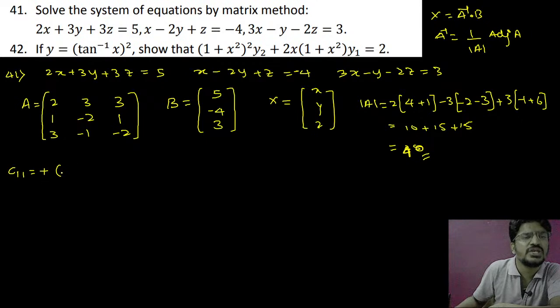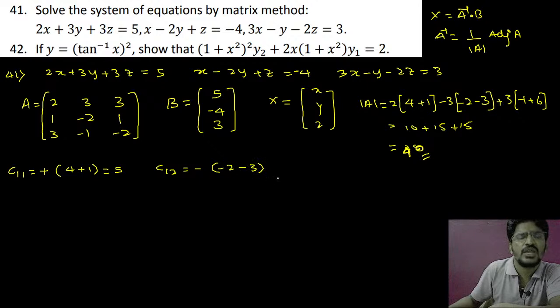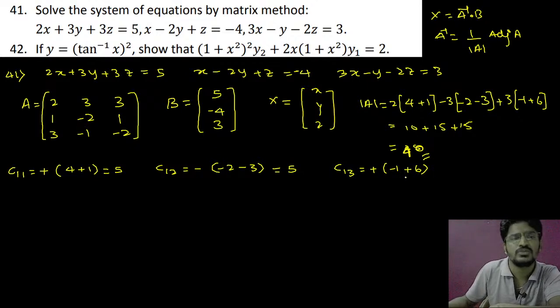So now we can go for C11. This is plus 4 minus 1, minus into minus is plus 1. So this is 5. Next you can calculate C12, that is minus of 1 into minus 2 is minus 2, write minus sign, 3 into 1 is 3. So this will be minus 5, minus into minus is plus 5. Write C13, that will be plus of 1 into minus 1 is minus 1, 3 into minus 2 is minus 6, minus into minus is plus 6. So that will be 5.